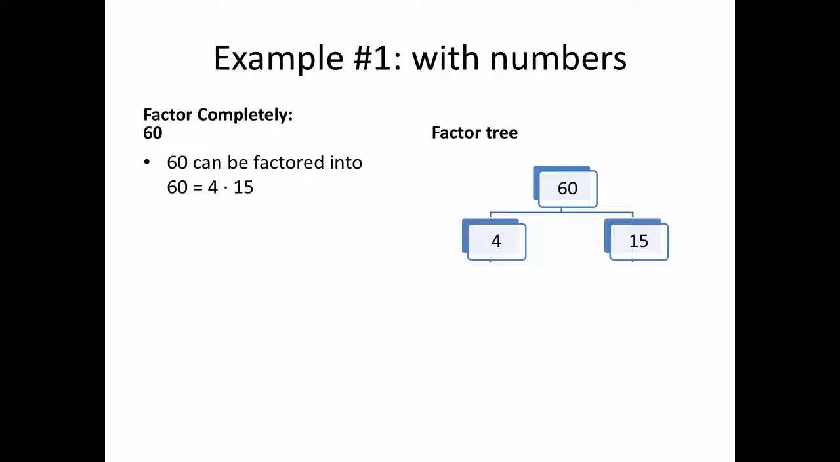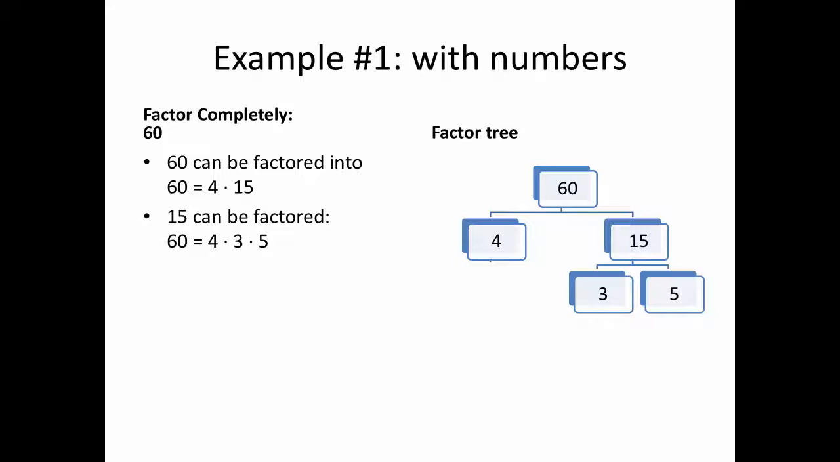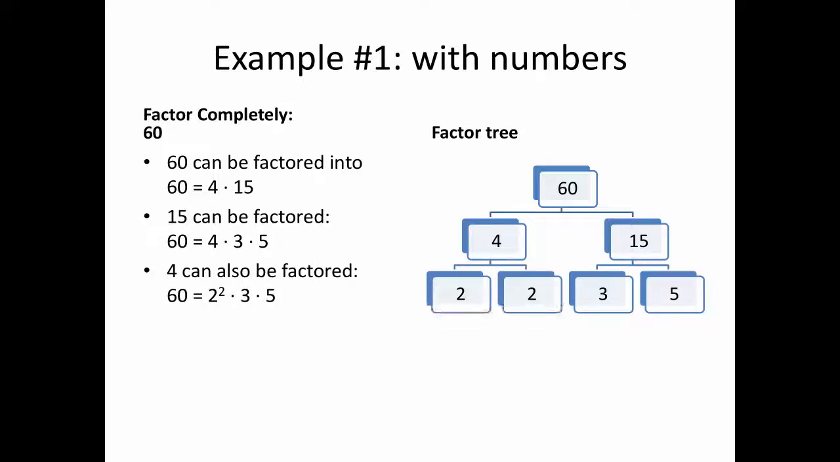Now we look at the two factors that we've just come up with. Now 15 can be factored into 3 times 5. And 4 can be factored into 2 times 2. So now we can see that the bottom row has all factors that cannot be factored anymore. And when we factor 60 completely, that means that its factors are 2 squared times 3 times 5.